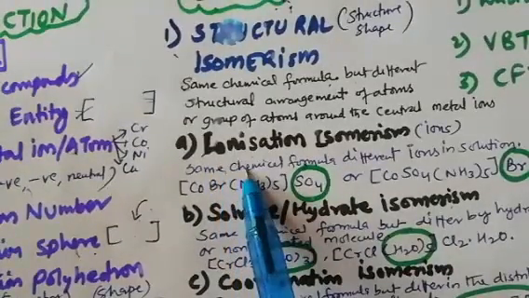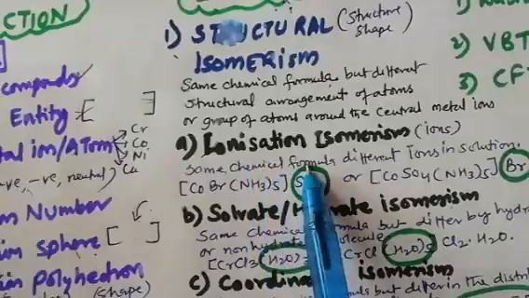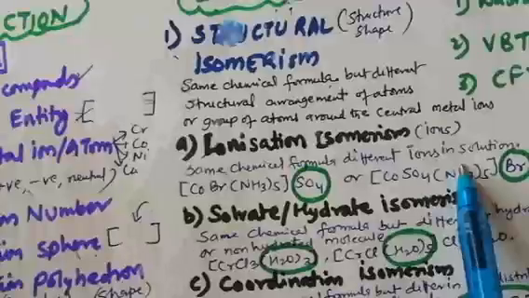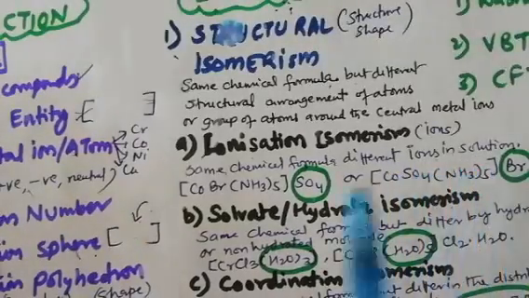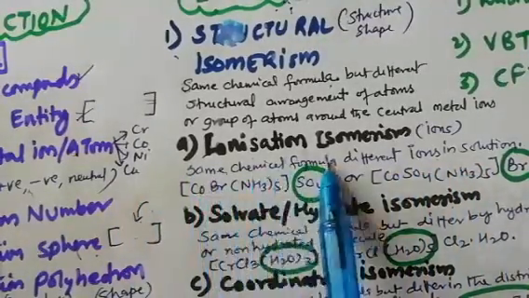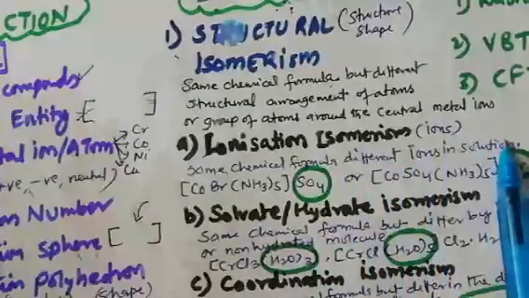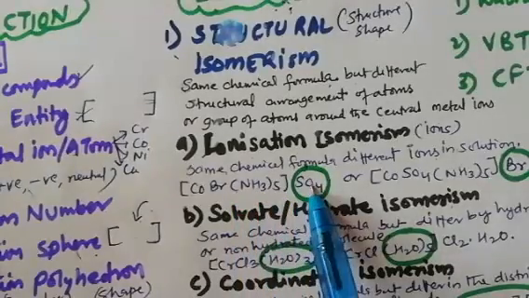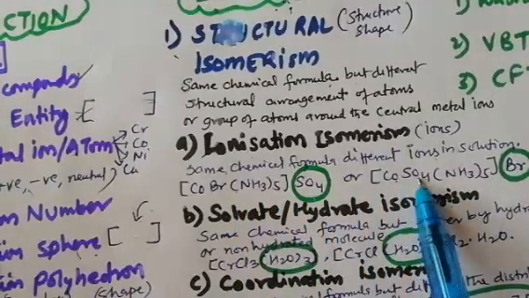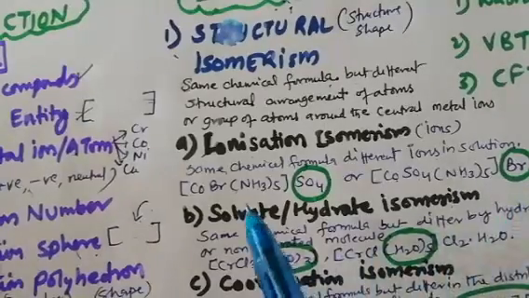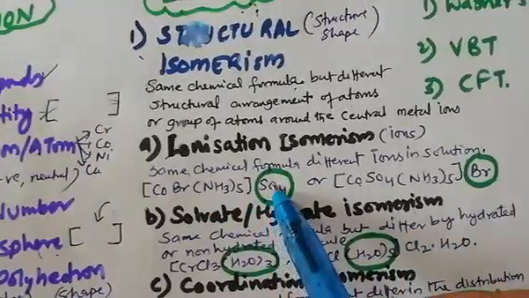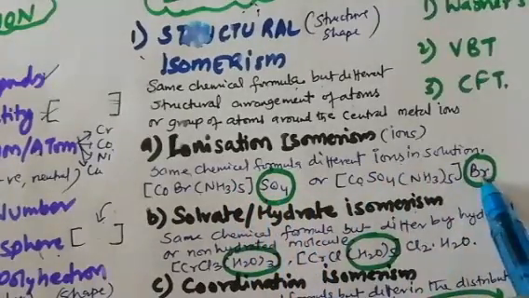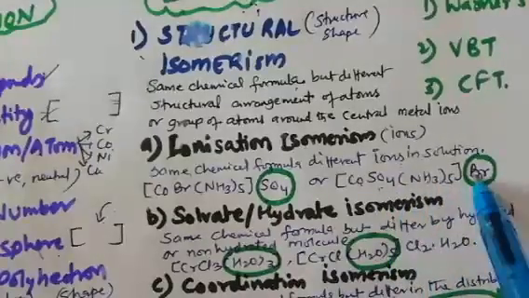These are the compounds which have the same chemical formula but give different ions in the solution. Once again, these are the isomers which have the same chemical formula but give different ions in solution. For example, if we take this formula, 1 cobalt, 5 amine with sulfate, whereas here cobalt, sulfate, 5 amine and 1 bromine is there. The difference is what? Here the sulfate ion is outside the coordination sphere. Here bromine took the place of sulfate and sulfate took the place of bromine.